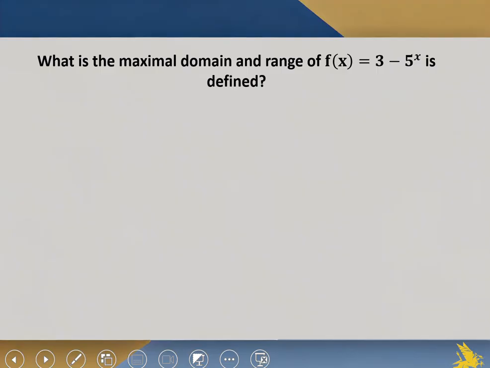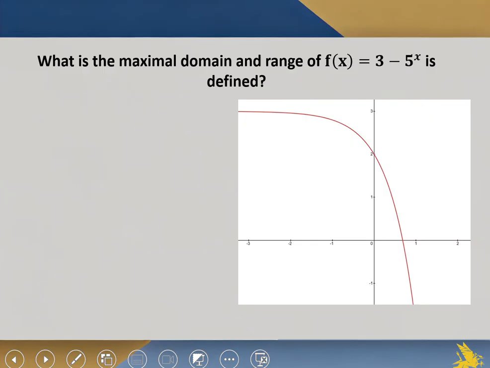What is the maximal domain and range of f of x equals 3 minus 5 to the power of x? First thing you need to think about always is being able to draw it and visualize it.